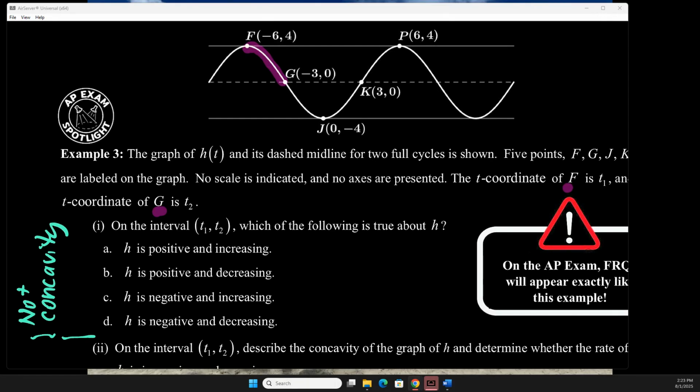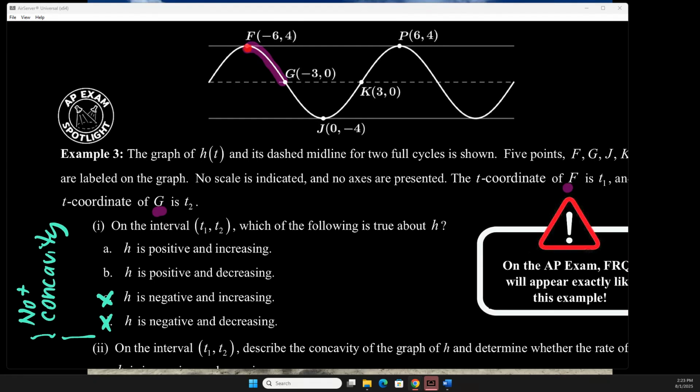Now what's throwing some people off today is that on this one, this dotted line is the x-axis, because those are 0. It changes from problem to problem. When you're deciding positive or negative, what you need to do is look at the y values. Are the y values between here positive or negative? Positive. So it's definitely going to be either A or B.